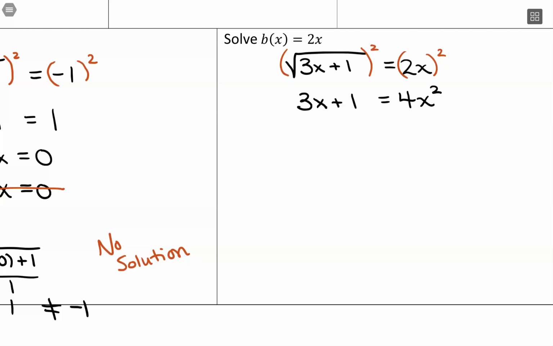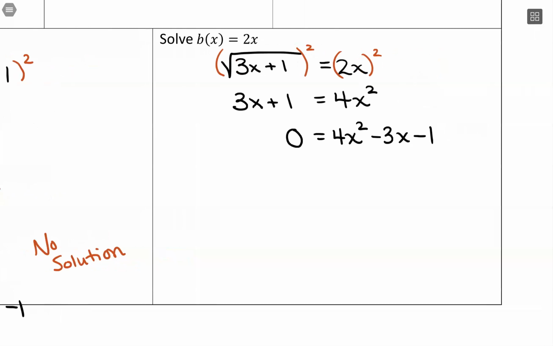Now I can see, solving this, I have something that's quadratic. So I want to get 0 on one side of the equation. So with that, I'm going to keep my 4x squared positive, so I'm going to keep that on the right-hand side, but I'm going to subtract 3x from both sides, subtract 1 from both sides. You can use the AC method. In fact, we haven't done that in a while, so let's go ahead and check the AC method. But if you can find this with trial and error, that works great too.